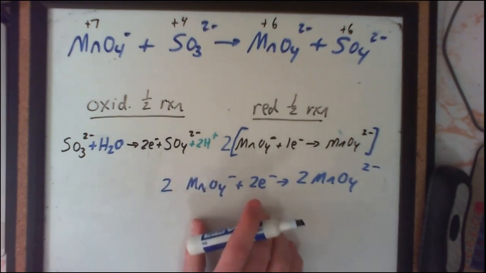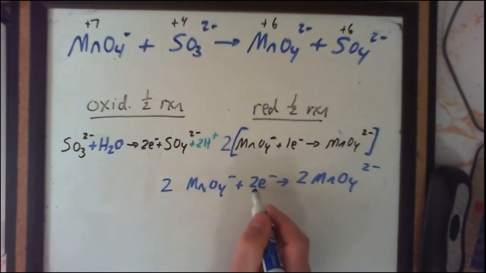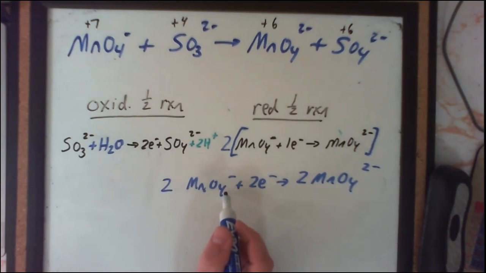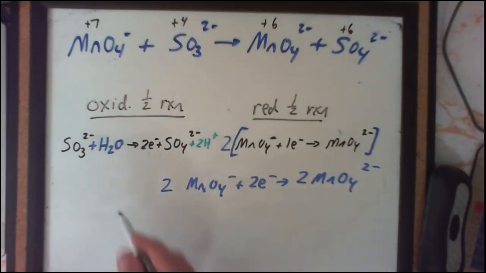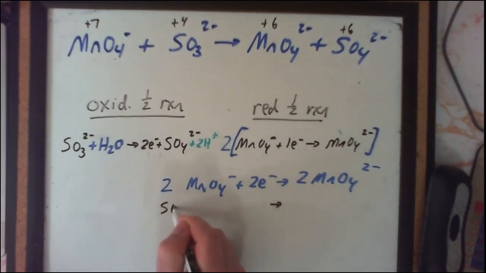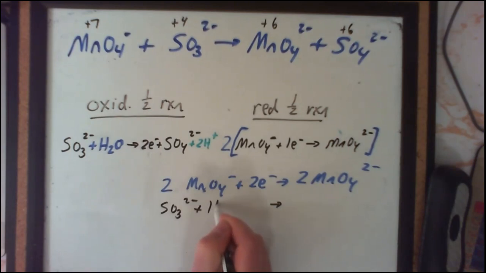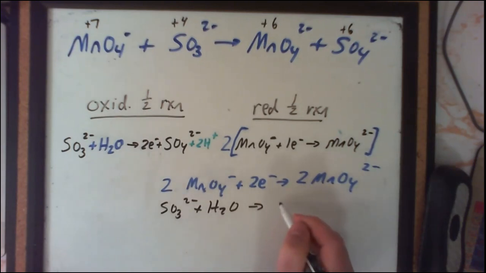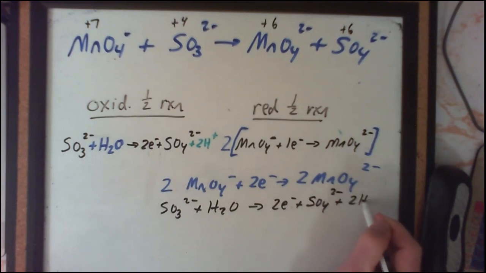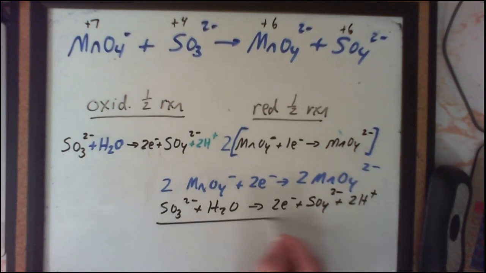That's mass balance and charge balance, but it's in a different form because now I have the same number of electrons gained as I lost. Now I can add my reduction half reaction to my oxidation half reaction. So if I rewrite the oxidation half reaction, I have SO3 2 minus plus H2O produces 2 electrons plus SO4 2 minus plus 2 hydrogens.